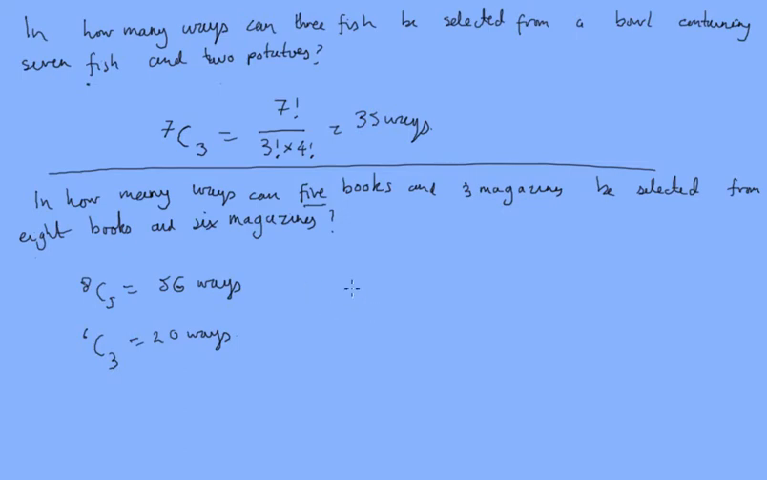Now, because the books and magazines are selected independently, we multiply the number of combinations. That's a terrible 8. There we go. So it's 56 times 20, which is 1,120 ways.